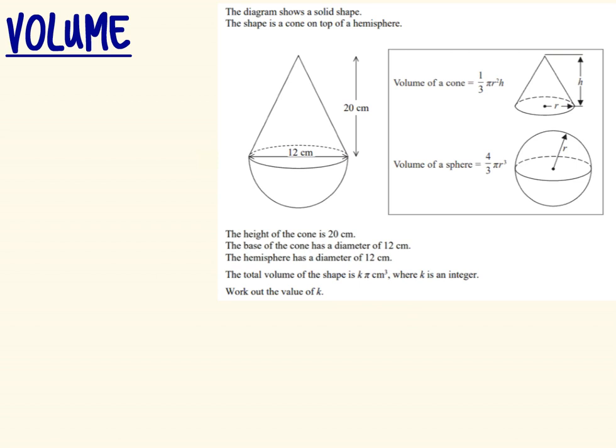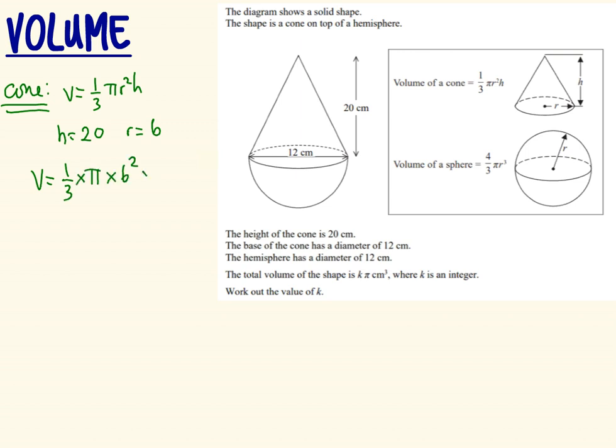So the only way we're going to be able to do that is by working out the volume of the cone and adding on the volume of the hemisphere. So I'm going to start with the cone. I know for the cone, my formula is 1/3 pi r squared h. I know that in this question h is 20 and my radius is going to be half that diameter, so it's going to be 6. So the volume is 1/3 times pi times 6 squared times 20.